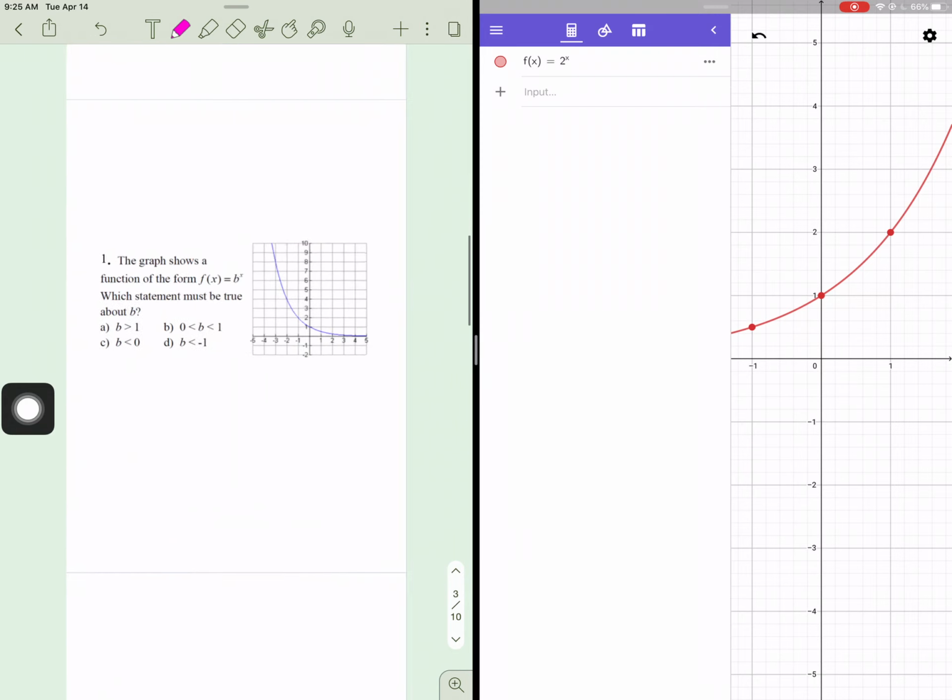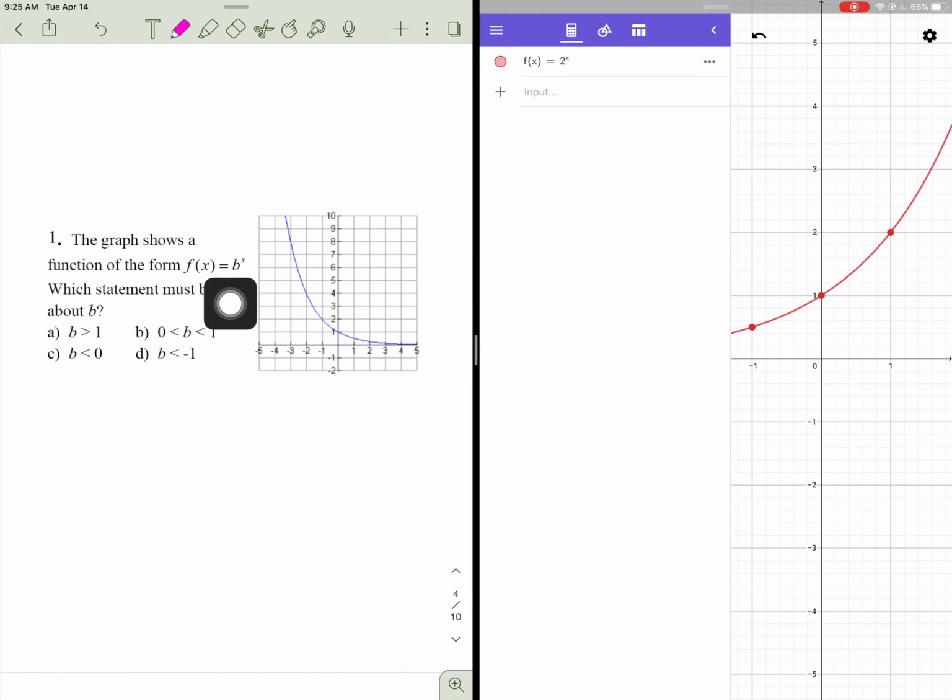Okay, so let's look at some questions. The graph shows a function in the form f of x equals some number b raised to the x. Well, look at this graph. It's growth or decay. As x goes up, y is going down, so it's decay. So what must be the value of b? It must be a decimal between 0 and 1, right? So decay is if your base is between 0 and 1. It can't be 0 and it can't be 1, but it can be anything between, so this is choice B.